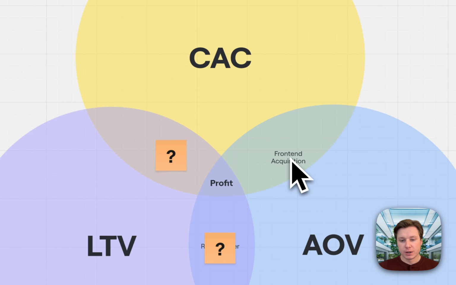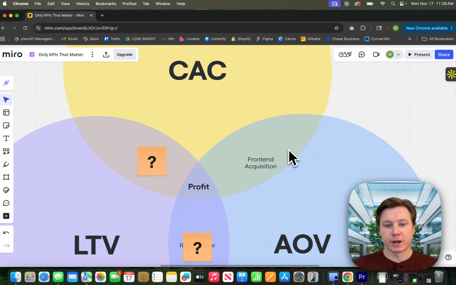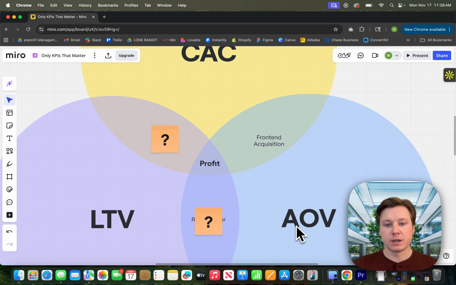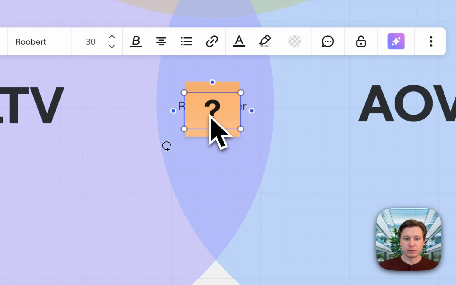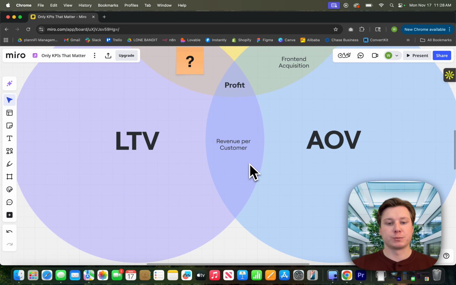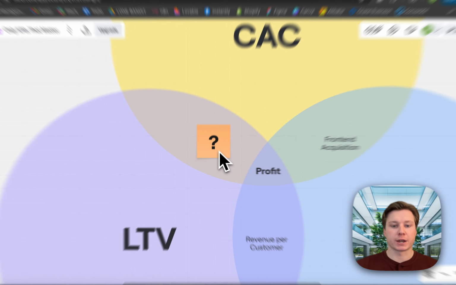And so this one is obviously your front end acquisition. Your CAC and your AOV directly impact the front end. So when you first get a customer, the CAC and the AOV are the inputs. Now between LTV and AOV, it's your revenue per customer. So how much money are we actually getting out of each customer? AOV is on the front end, and then LTV is over the entire life cycle of that customer.